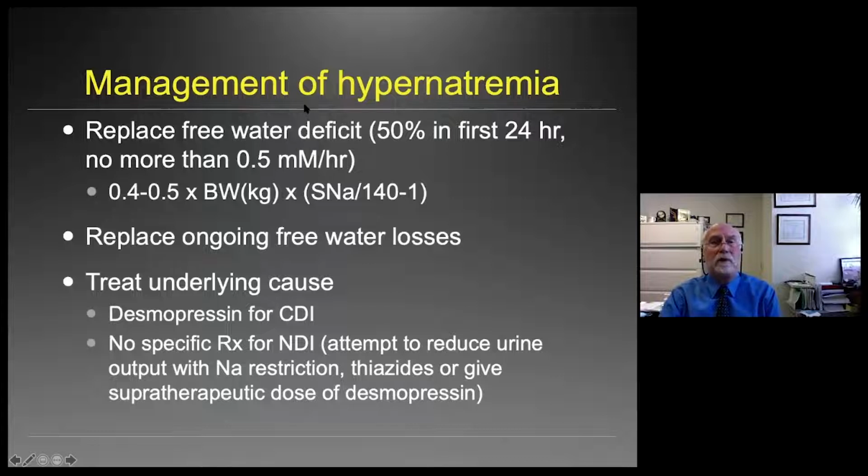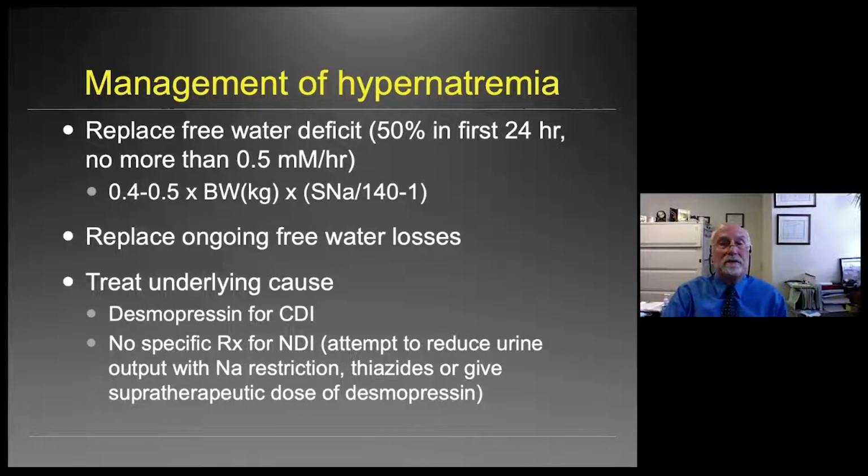A brief word about how you manage hypernatremia. This would typically be in the hospitalized patient. You want to replace that water deficit, because remember, hypernatremia is predominantly a deficit of water, and the treatment is going to be to replace that water. You want to replace it relatively slowly, about half the deficit in the first 24 hours, and ideally no more than about a half a milliequivalent per hour of sodium correction. For those of you that like formulas or want to remember formulas or look them up, this is the formula for estimating the water deficit in someone with hypernatremia.